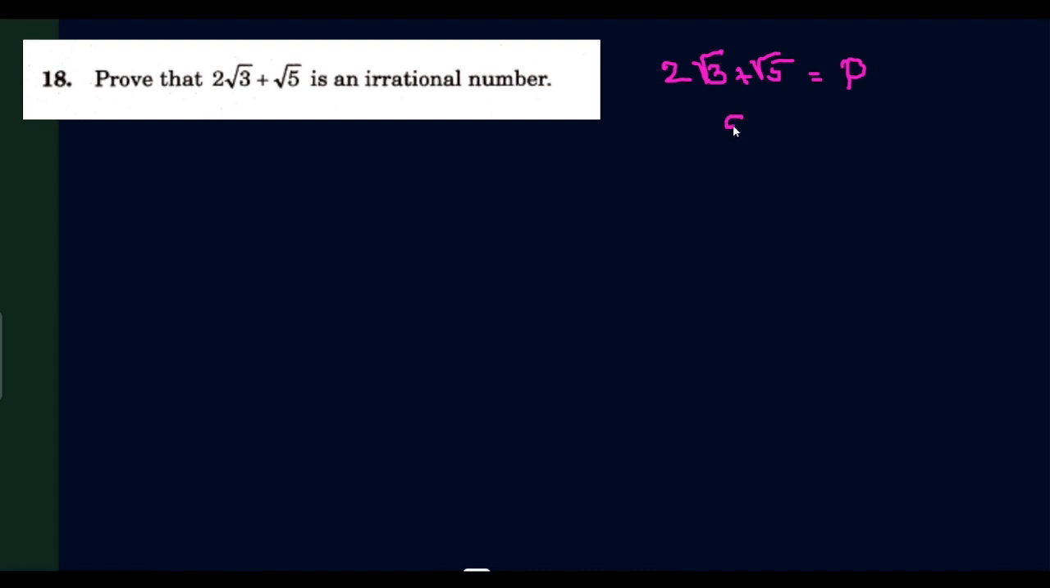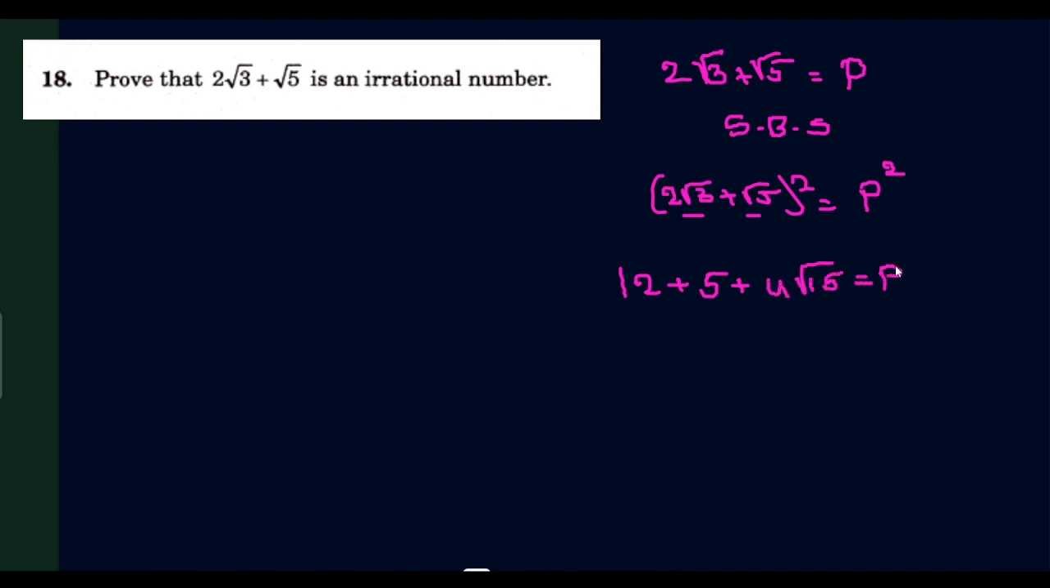Now squaring on both sides. Just square it. Now it is A plus B whole square formula, right? So we need to apply. So simply 2 plus root 3 plus root 5 whole square is equal to P square. Now A plus B whole square formula applied. 4 into 3, that is nothing but 12, plus 5, root 5 square is nothing but 5, and now 2 into A into B, right? So 2 into 2 into root 3 plus 2 into root 15 is equal to P square. Got it? Now this 12 plus 5 is nothing but 17 plus 4 root 15.